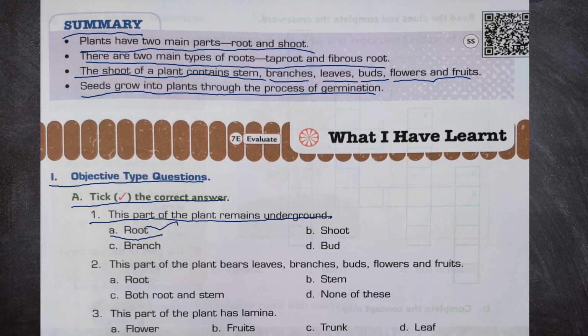Second, this part of the plant bears leaves, branches, buds, flowers, and fruits. So options are root, stem, both root and stem, and none of these. So we know that option B is correct. Stem bears leaves, branches, buds, flowers, and fruits. So stem is the correct answer. Third, this part of the plant has lamina.